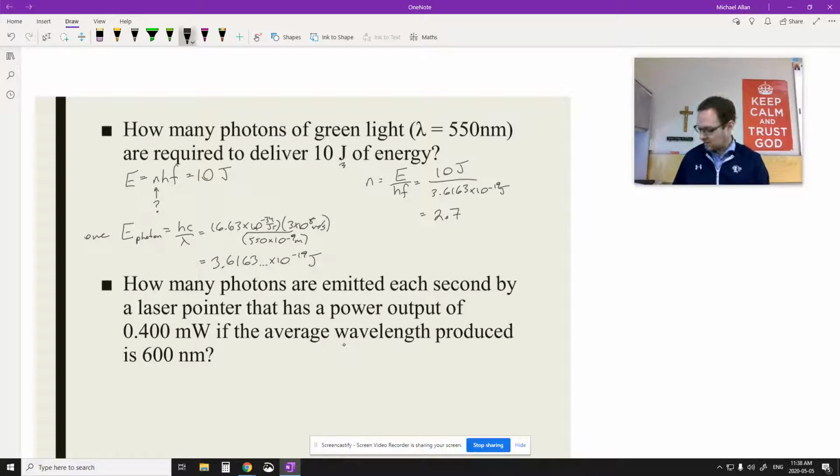So we get 2.77 times 10 to the 19 photons, because the joules are going to cancel each other out. And technically, if you think about the units of that bottom number, it's how many joules per photon, right, for one photon. So they cancel out and kind of flip up to the top, and then that's how many photons you would have.